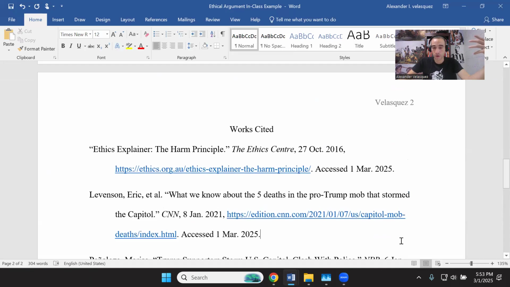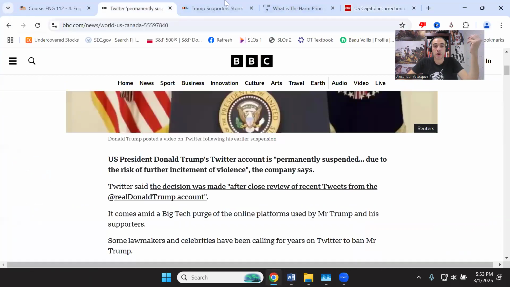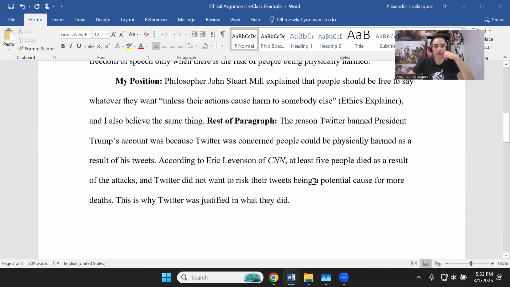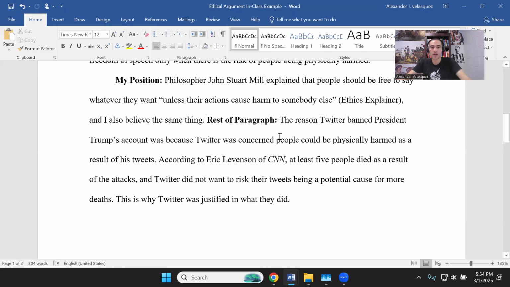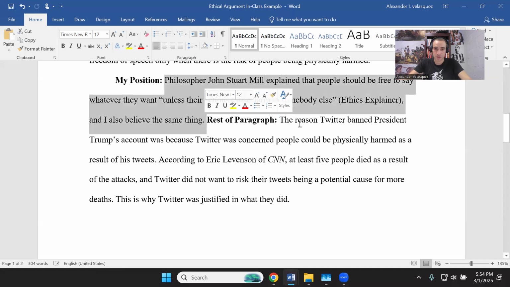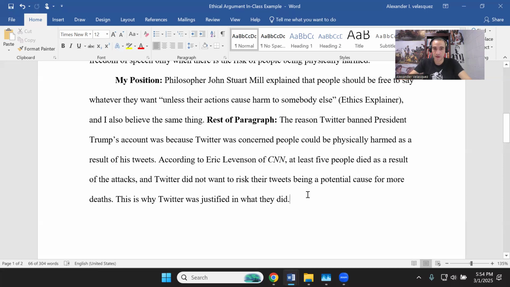And notice I've used all 4 of my sources already. It's very easy to do. And that's pretty much it. That's essentially how you write your second paragraph or your body paragraph. Just write your position and then explain it a little more in detail, and then finish off by saying, this is why animals have rights. This is why animals don't have rights. This is why the death penalty is wrong. This is why the death penalty is right. This is why Twitter was justified. This is why it was okay to ban Mein Kampf. Whatever your position is.